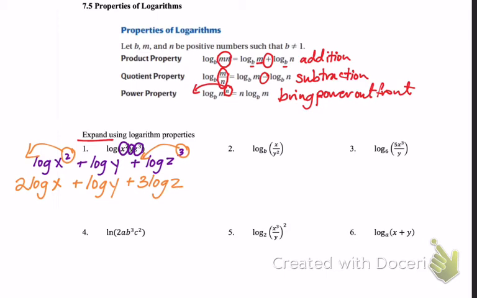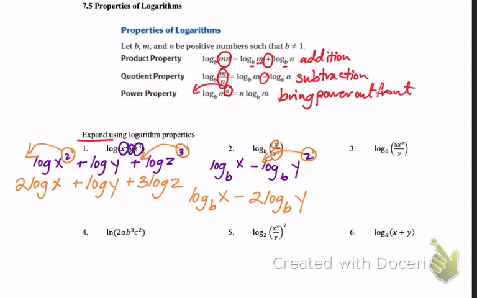Number 2, I'm going to use the quotient property. So I'm going to split this up. I have an x and I have a y squared. So my first step is I'm going to separate them by subtraction. So this looks like log base b of x minus log base b of y squared. Then I have an exponent. So since I have that power, I'm going to bring that out front. So my final answer would be log base b of x minus 2 log base b of y.